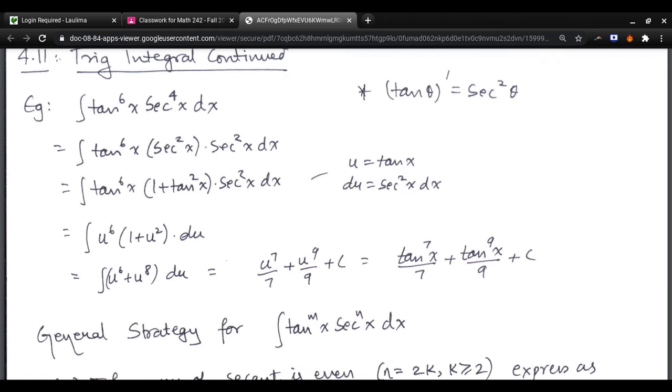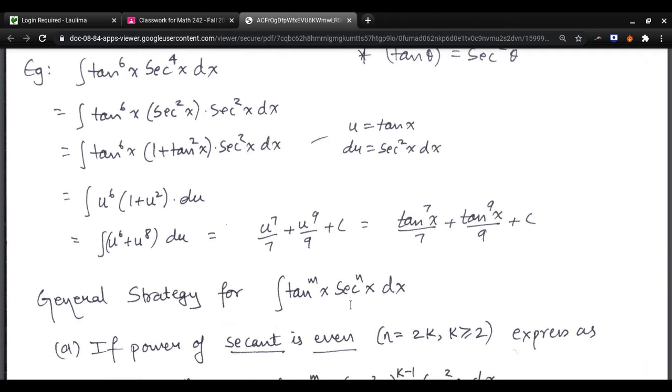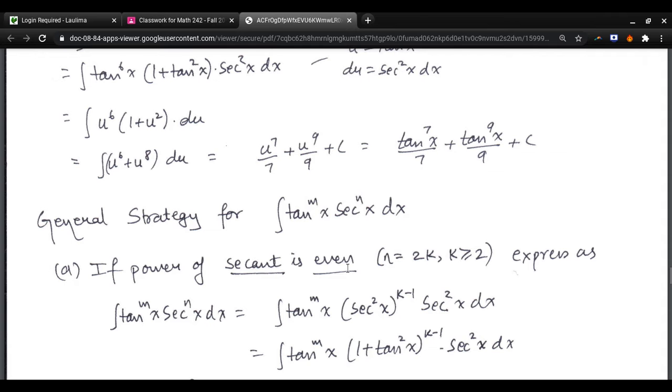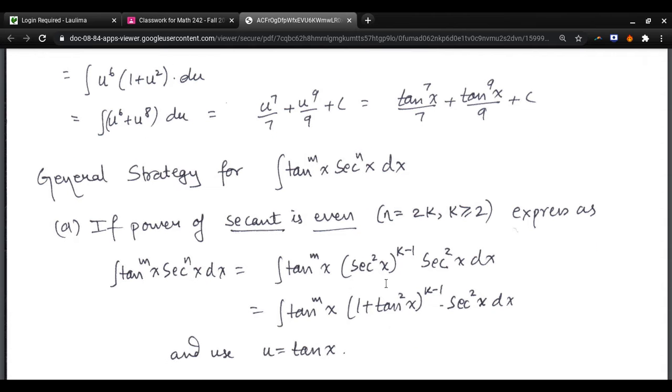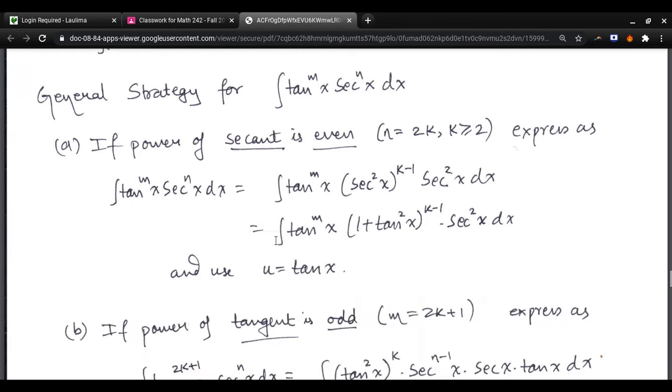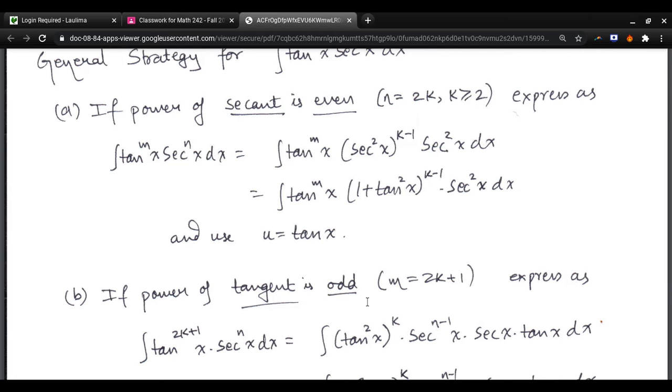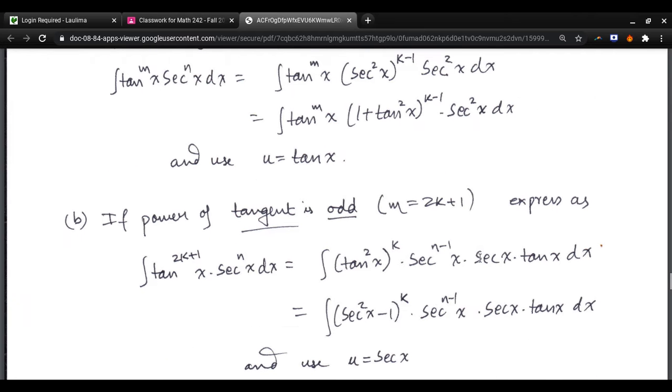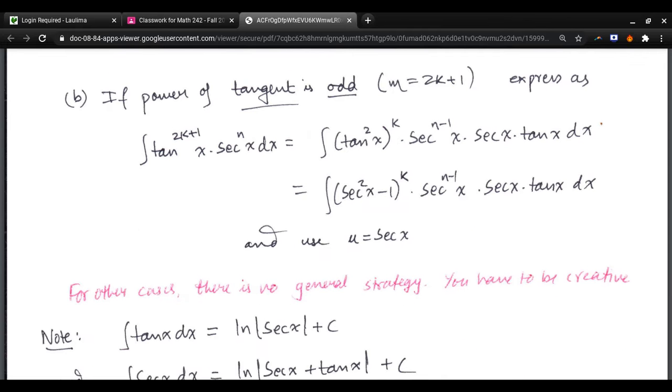Now you'll notice that these were very specific strategies, so you can have a general strategy for tan to the power m secant to the power n. If the secant power is even, you break out a secant squared, express the rest of the secant as tangent and use the substitution u equals tan x. That's what we did in the second example. If the power of tangent is odd, then it's a little more complicated: you break out a secant tangent for the substitution and replace tan squared by secant squared minus 1. And then you use u equals secant x. For any other case, there is no general strategy, so you have to be creative.